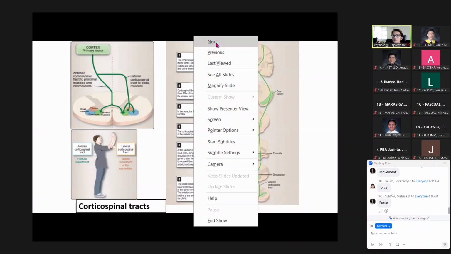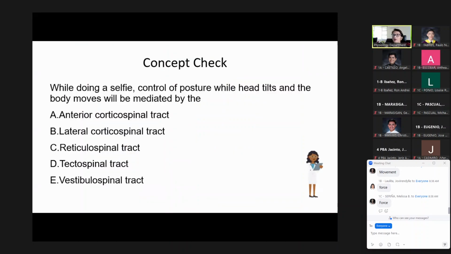So all these descending pathways will have to work together. Second question for this part. While doing a selfie, control of posture while the head tilts, right? When you take selfies, you do that. And then the body moves also. And this will be mediated by, what is the answer here? Most of you answered it correctly. Many got it right, 50% got it right. And the answer is your vestibulospinal tract.